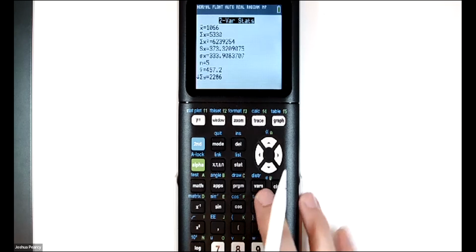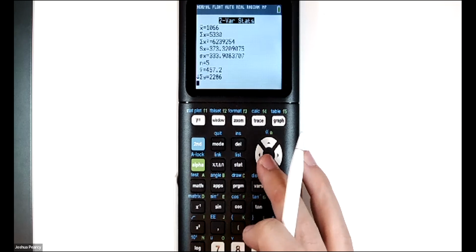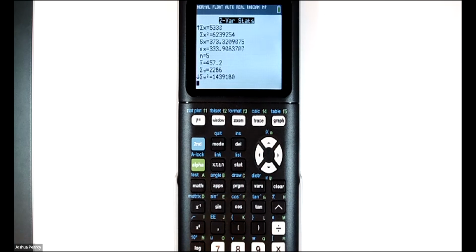And then look at the Y, as this corresponds to the second one for Asia. That mean height, we have X2 bar is equal to 457.2. S2 was what? Oops, didn't go far down enough. 313.855. Then N2 is again 5.